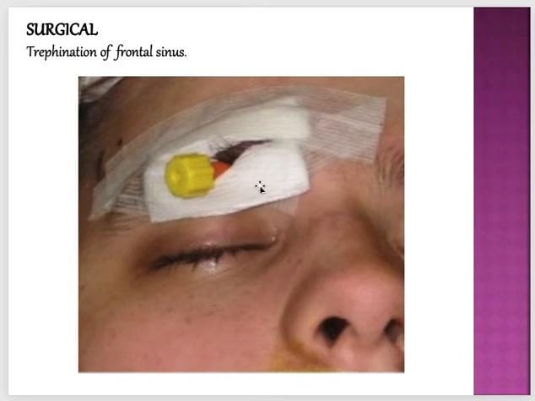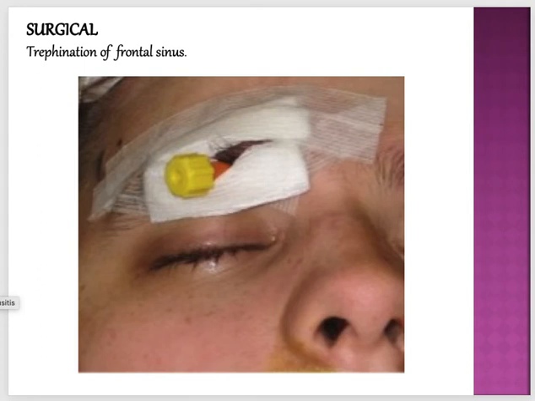They can make a cut over here, basically within this eyebrow or just below the eyebrow, so that the scar mark will not be visible. Just to drain the frontal sinus. So they make a small cut over here, and from here they make a hole inside the frontal sinus. And they leave a catheter inside to drain it. This is the trephination of frontal sinus. The complications of all this we are going to discuss in the end together.